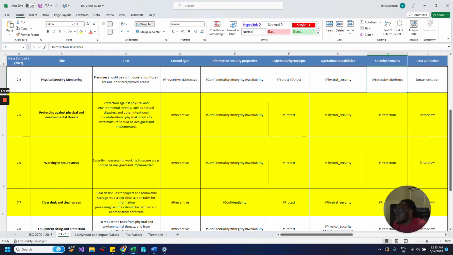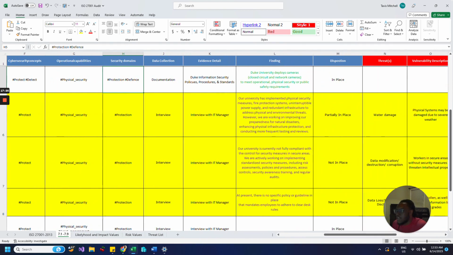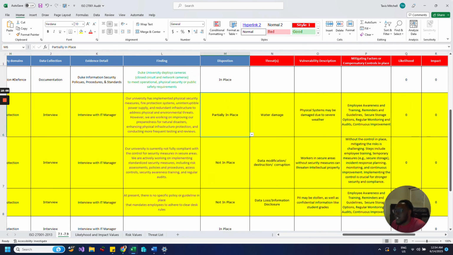7.5, protecting against physical and environmental threats. Remember, they were only partially compliant with that. The evidence detail got it from the interview with the IT manager. Our university has implemented physical security measures, fire protection systems, uninterruptible power supply, and redundant infrastructure to address physical and environmental threats. However, we are working on improving our preparedness for natural disasters, enhancing physical infrastructure protection, and conducting more frequent testing and reviews. So they're not all the way prepared there. So I'm guessing it's some type of policy that they need in place, disaster recovery plan or something like that, that can get those mitigated with this. So I'm going to go partially in place.